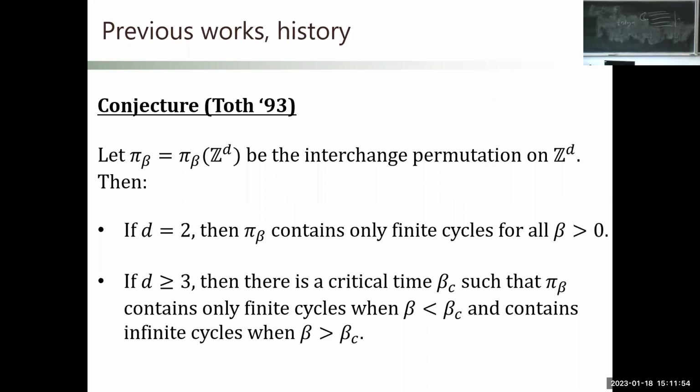So you have a critical time, beta_c, such that if you run the process for beta smaller than beta_c, then it's like 2 dimensions, almost surely all the cycles will be finite. And if you run it for more than the critical time beta_c, then almost surely you will see infinite cycles. So that's the conjecture. Is this clear? And it sort of corresponds to an expected phase transition in the quantum Heisenberg model, but it's not exact.